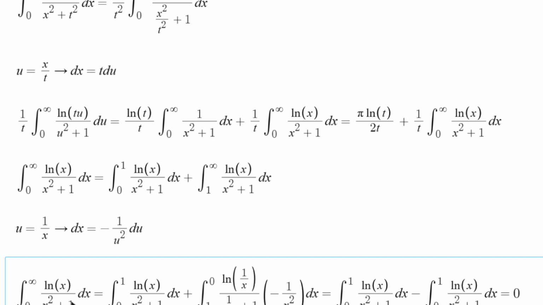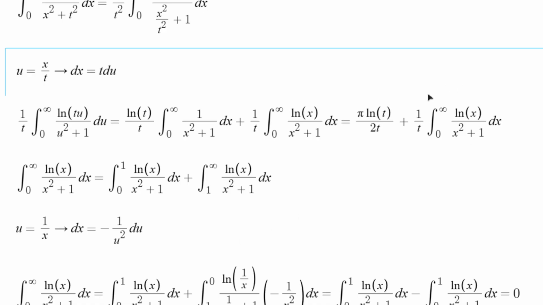We get that the integral from 0 to infinity of natural log x over x squared plus 1 is just this, plus, and we perform the substitution on this one. So we're performing the substitution on this one. That gives you this, and then that simplifies to this. And we have something minus the exact same something, and that's equal to 0. So we just showed that the integral from 0 to infinity of natural log x over x squared plus 1 dx is equal to 0, meaning this entire term is going to drop out.